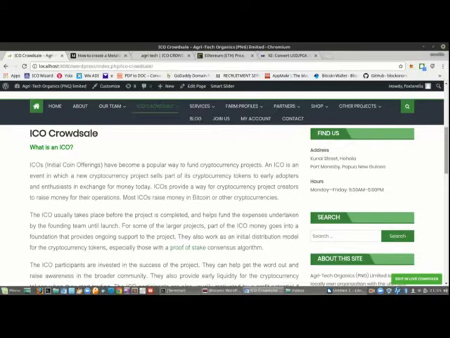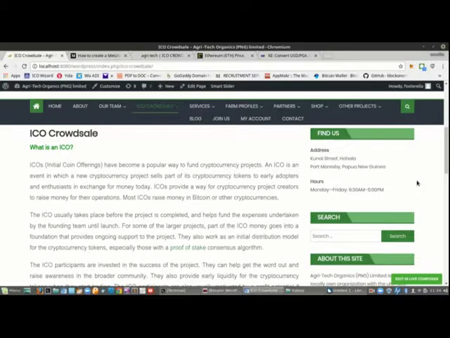ICOs provide a way for cryptocurrency project creators to raise money for their operations. Most ICOs raise money in Bitcoin or other cryptocurrency. Now, with regard to Agri-Tech and the way we will be rolling out our ICO, we have opted to use Ethereum as a medium of exchange.